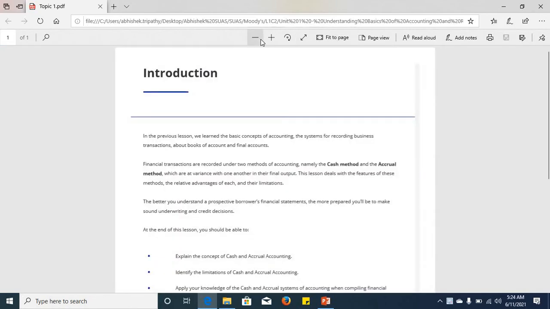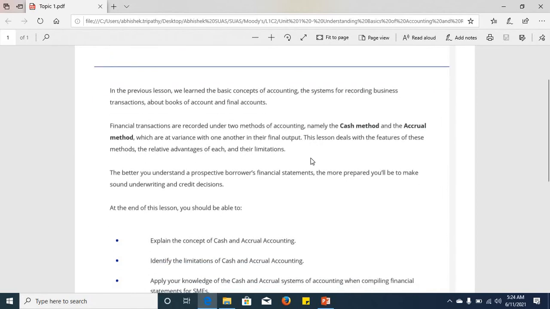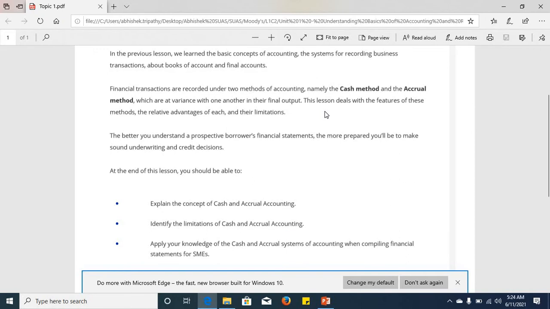So, topic one. In the previous lesson, we learned about the basic concept of accounting, the system for recording business transactions, about books of accounts and final accounts. Now, financial transactions are recorded under two methods of accounting, namely the cash method and the accrual method, which are at variance with one another in their final output. This lesson deals with the features of these methods, the relative advantage of each, and their limitations.